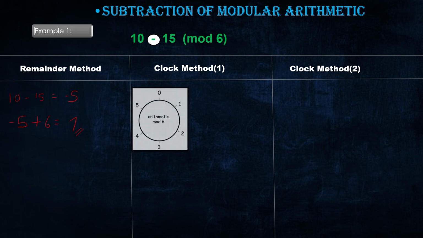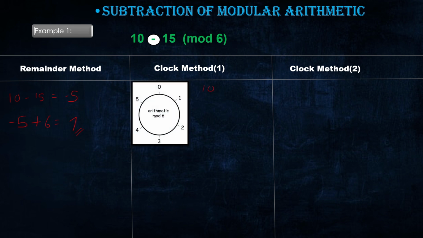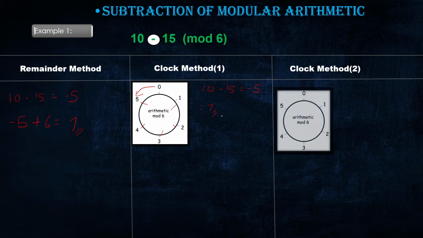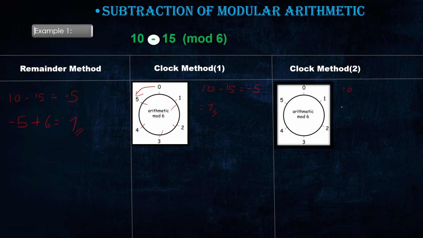Clock method 1. We have 10 minus 15, as we said, minus 5. And we count in an anti-clockwise direction if the integer is negative. So we have 1, 2, 3, 4, 5. The answer is 1. Clock method 2, we're going to find the value of 10 and the value of 15. The value of 10 is 4, the value of 15 is 3. And because this is modular subtraction, we're going to have 4 minus 3, which is equal to 1.